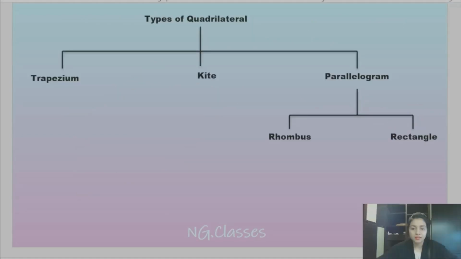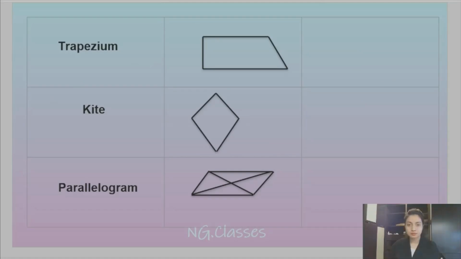Now, different types of quadrilateral, a shape which contains 4 sides. Here trapezium, kite, parallelogram, these all are types of quadrilateral, and special kinds of parallelogram we have are the rhombus and rectangle. We'll discuss these quadrilaterals one by one in detail.